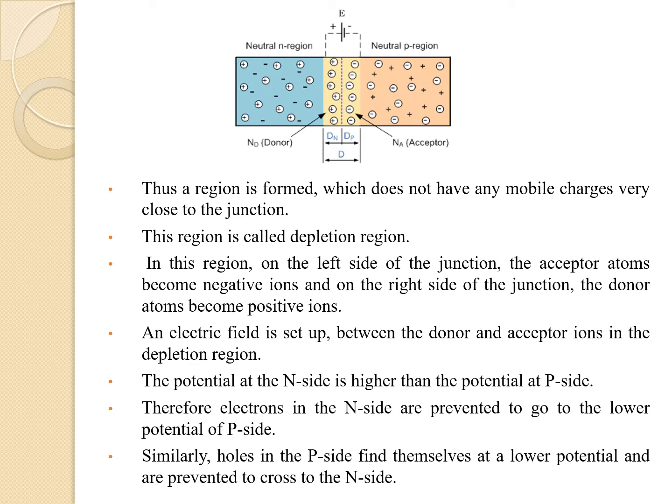The electric field produced by the barrier potential is large enough to prevent any further movement of electrons and holes across the junction.